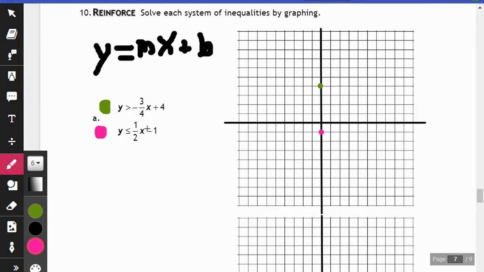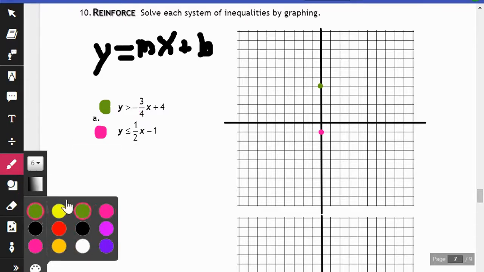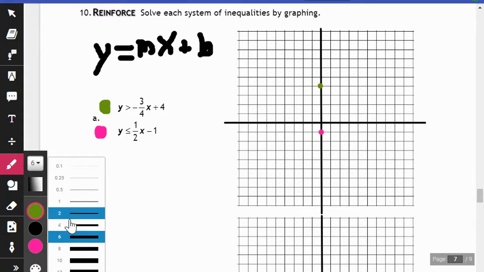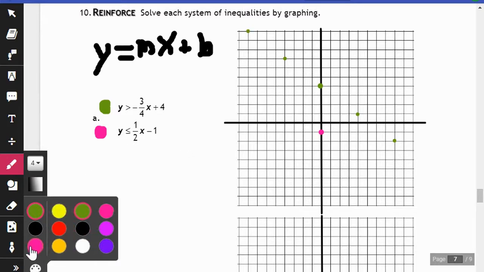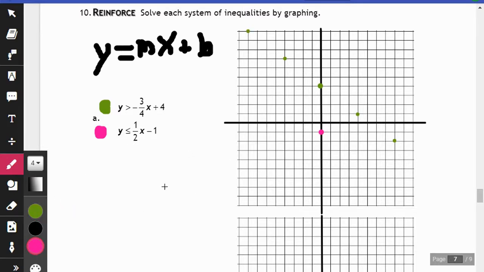We've learned this way back when, before I even left. So what's that look like? Down 3, over 4. Here. Down 3, over 4. There. Over 4, up 3. There. And the other one, it's going to be over 2 and up 1.